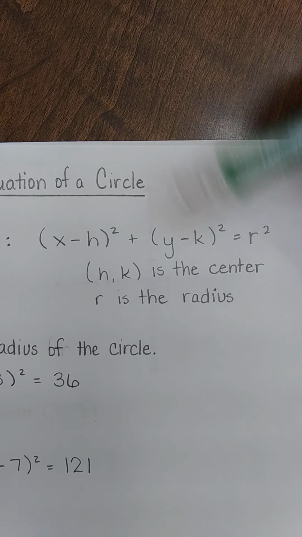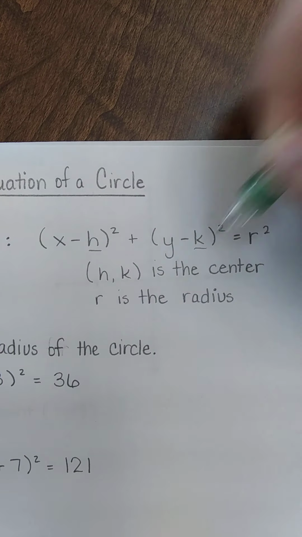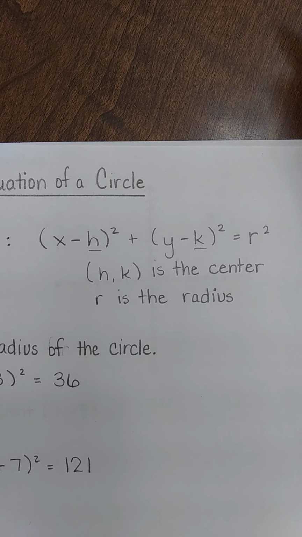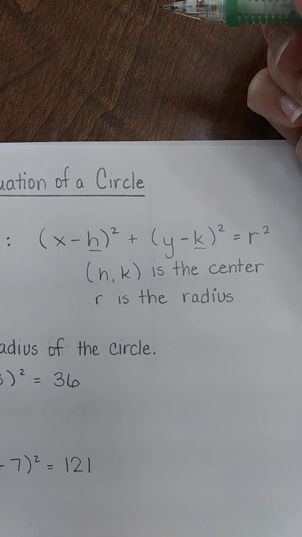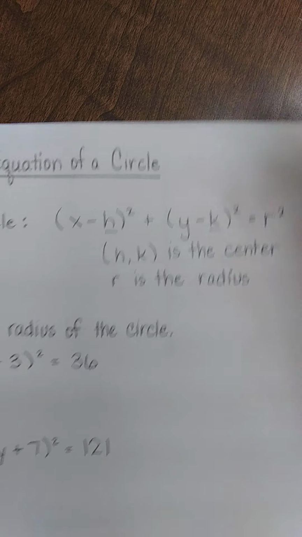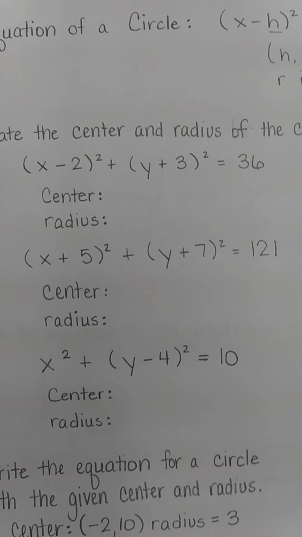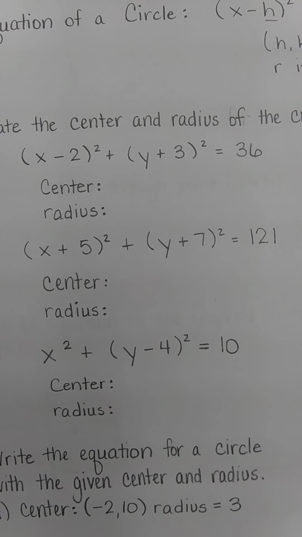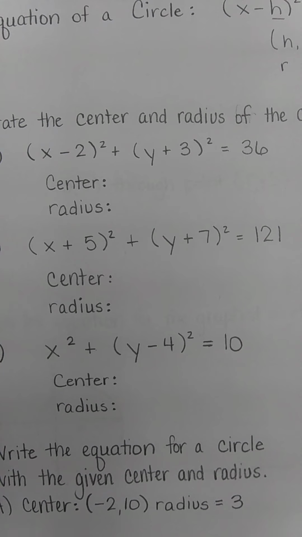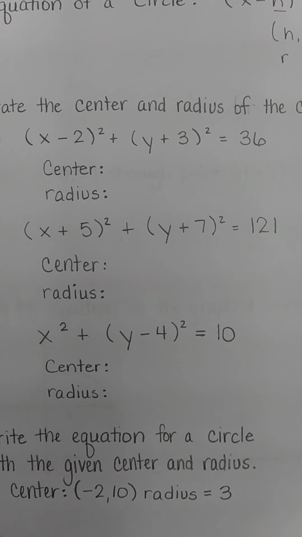So HK is the center. You'll notice HK go here and here with the x and the y. The minus signs belong to the formula. And then this r over here is simply your radius, but you're going to have to make sure to square that value. So here I just have a couple of equations for us to look at, and we're going to identify the center and the radius from each particular equation.